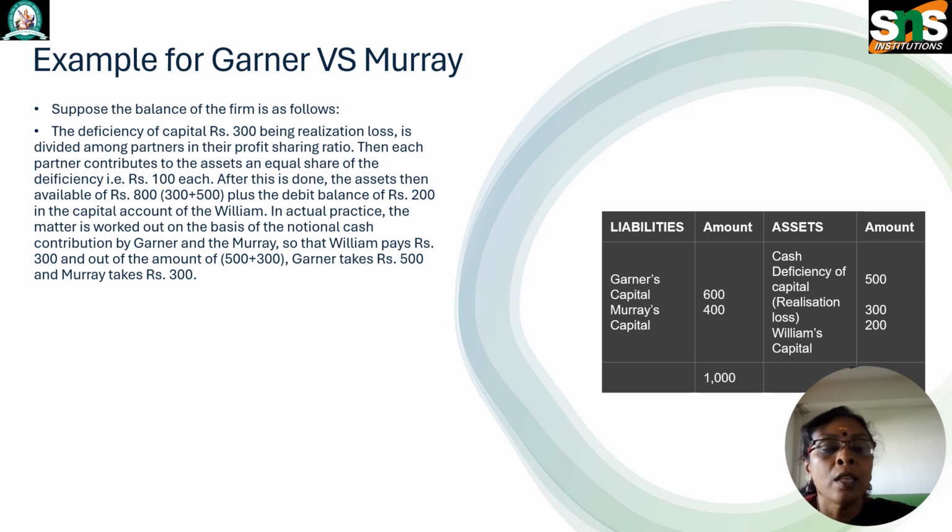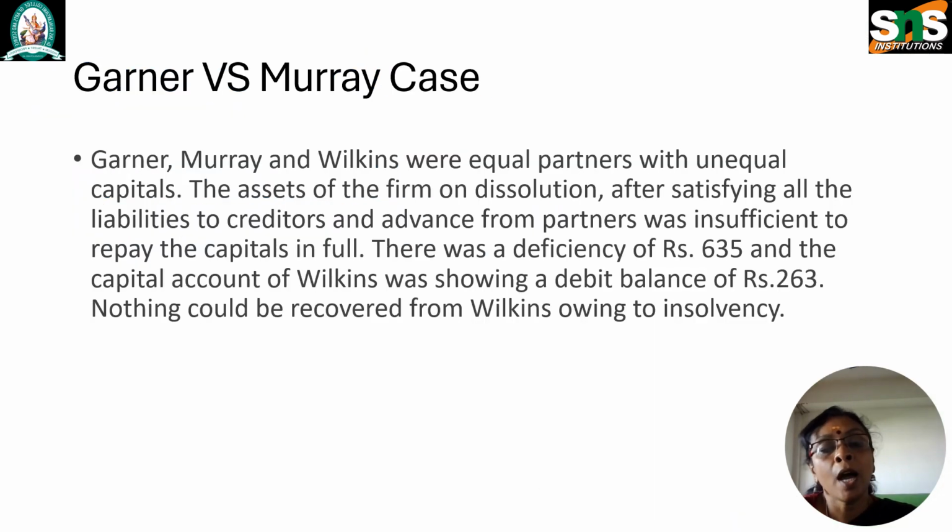After this is done, the assets then available are rupees 800, that is 300 minus 500 plus the debit balance of 200 in the capital account of Williams. In actual practice, the matter is worked out on the basis of the notional cash contribution by Garner and Murray, so that Williams pays rupees 300, and out of the amount of 500 plus 300, Garner takes 500 and Murray takes 300.